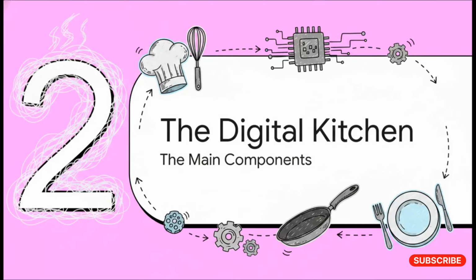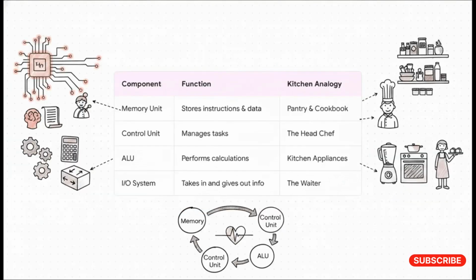So how does this actually work? Well, to make this super easy to get, let's imagine your computer is like a really, really efficient restaurant kitchen. It's time to meet the crew. Okay, here's our little cheat sheet. On the left, you've got the techie terms, and on the right, our kitchen analogy that makes it all make sense. We've got the memory, the control unit, the ALU, and the I/O system. Together, they're the dream team.